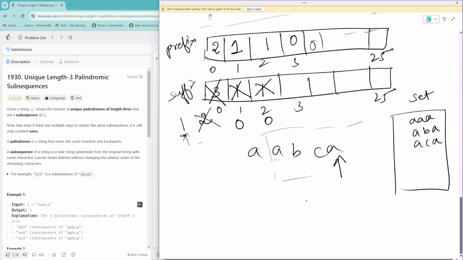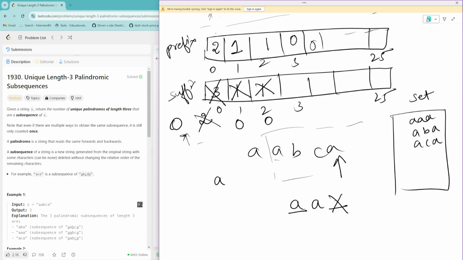I am at A. Every time I am at a particular character, I decrement its suffix by 1. It would be 0. So at A, what are the previous elements to the A? It is A, B, C. First I'll check A. Is there any element that exists after this particular A? No. That is basically A, no.